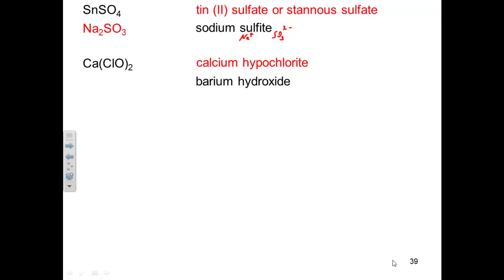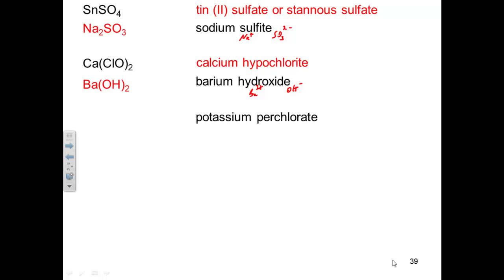Barium hydroxide, and you know what hydroxide is. That is OH with a minus charge. Barium is a barium with a 2 plus charge. So to write this formula, I'm going to need 2 hydroxides to every 1 barium, which gets me Ba, open parentheses OH, close parentheses, subscript 2.